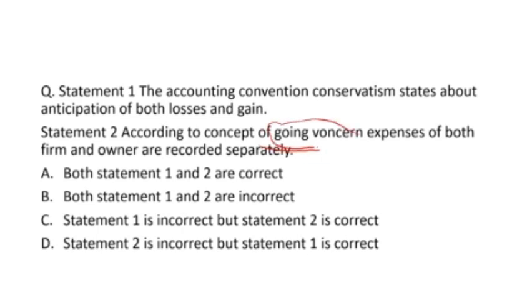Going concern states that the firm will have a life even after the death of its owner. Having a life of perpetuity is also called perpetual succession. So this statement will also be incorrect. So obviously your right answer will be option B, that both statements 1 and 2 are incorrect.